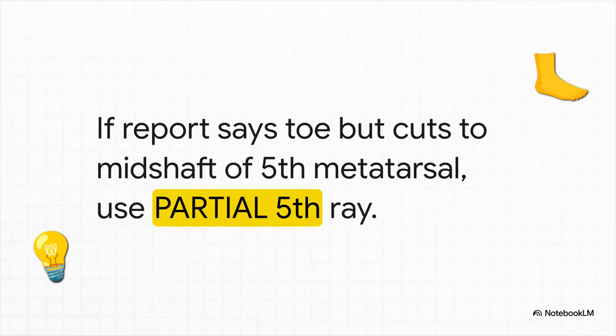Let's look at a real-world operative report example to see how this plays out. Surgeons use clinical shorthand all the time, right? A surgeon might write down that they amputated a toe. But when you read the fine print of that operative report, they actually detail extending the cut down to the midshaft of the fifth metatarsal. Well, the metatarsal is the foot, not just the toe. So your correct ICD-10-PCS qualifier wouldn't be just for a toe. It would actually be partial fifth ray. You always have to read beyond the basic terminology to capture what was actually done.